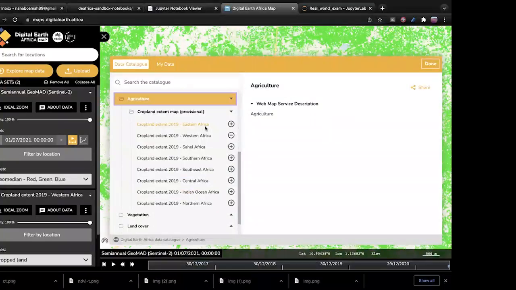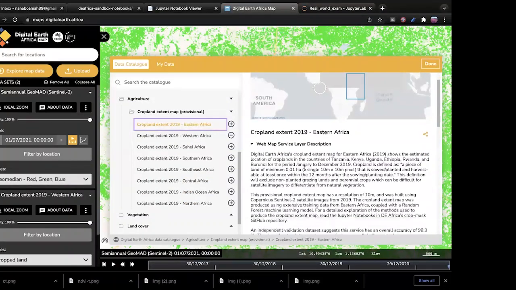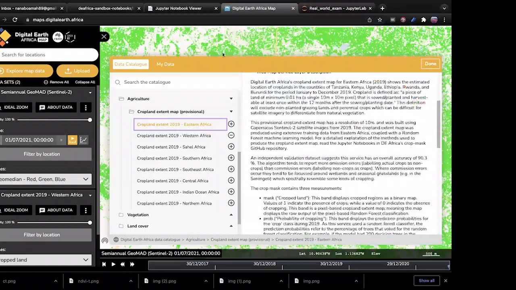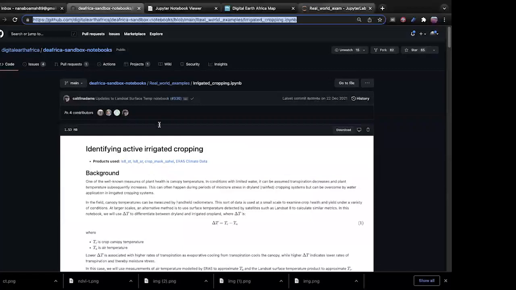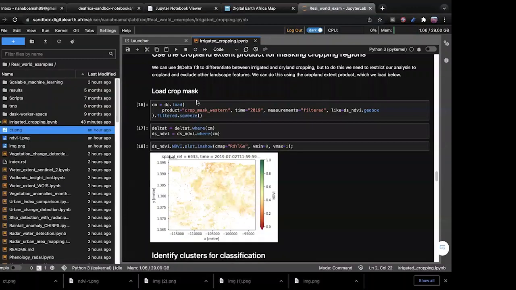You see that right now you have the Eastern, West Africa, Sahel, Southern, South Indian Ocean, and Northern Africa all available. If you click on them, the respective name will come up for you to see. So please, within the notebook, when you reach this crop mask, make sure that the crop mask actually falls within the region that you are working in. Otherwise, you'll get an error there. And I'll show you very soon some of the errors that you can make.